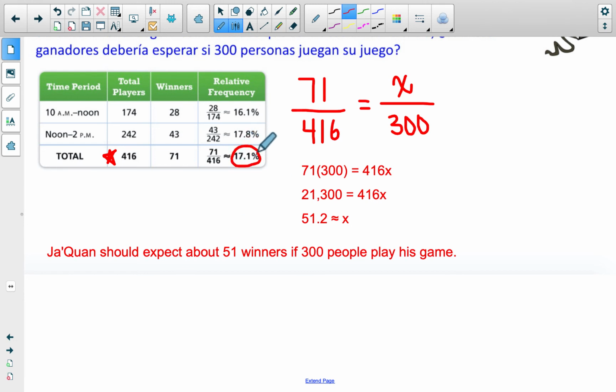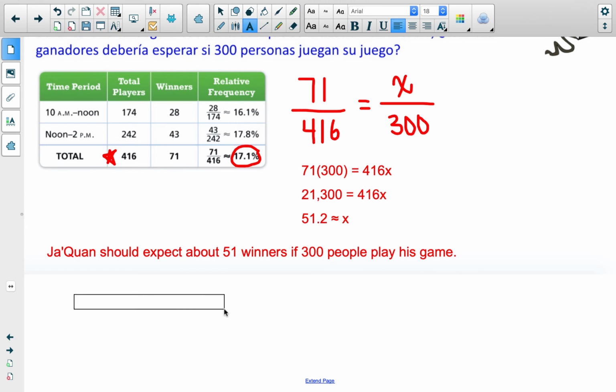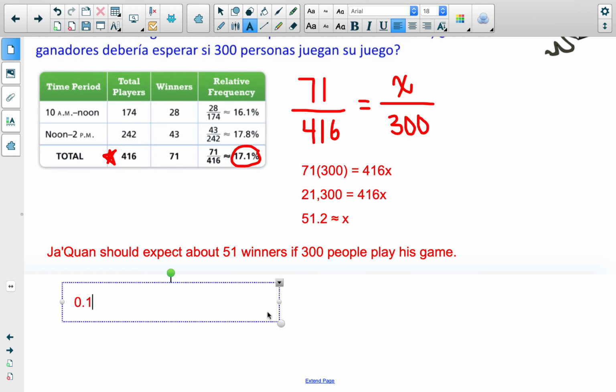What this value is telling me is no matter how many people play, about 17 and 1/10% will win. So all I need to do is take 17 and 1/10% of the total number of players. So what I can do is take, and I'm writing it as a decimal, and multiply it by the number of players. Because remember, 17 and 1/10% is not 17 and 1/10. It means 17 and 1/10 over 100, which is this decimal. So I can multiply those two, and that gets a value of 51 and 3/10.